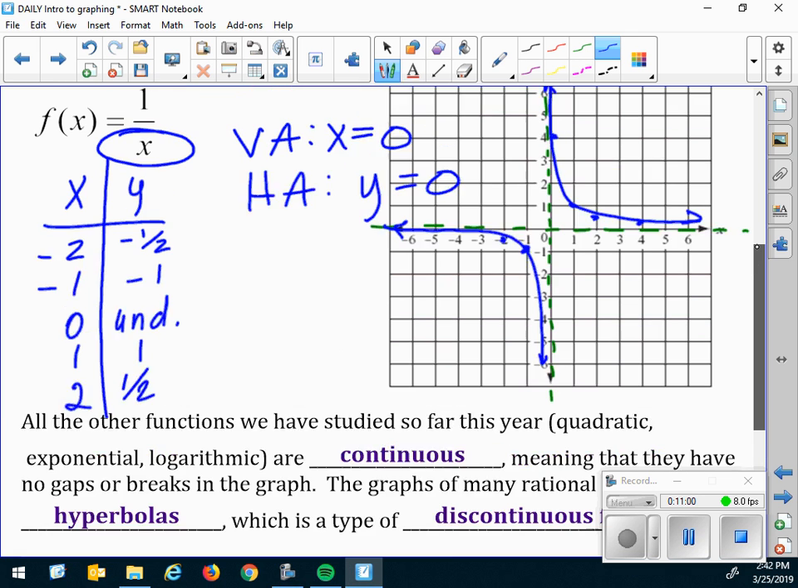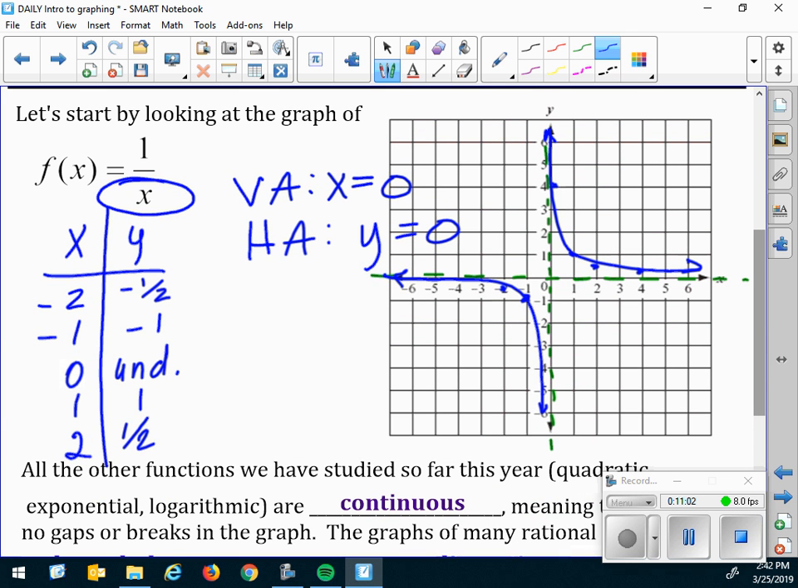This is an example of what we call a hyperbola. Now, each of these two pieces is called a branch. So a hyperbola has two branches.